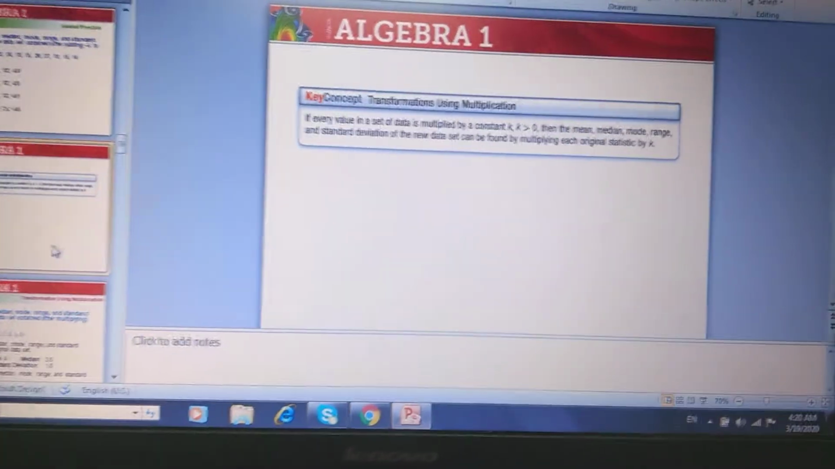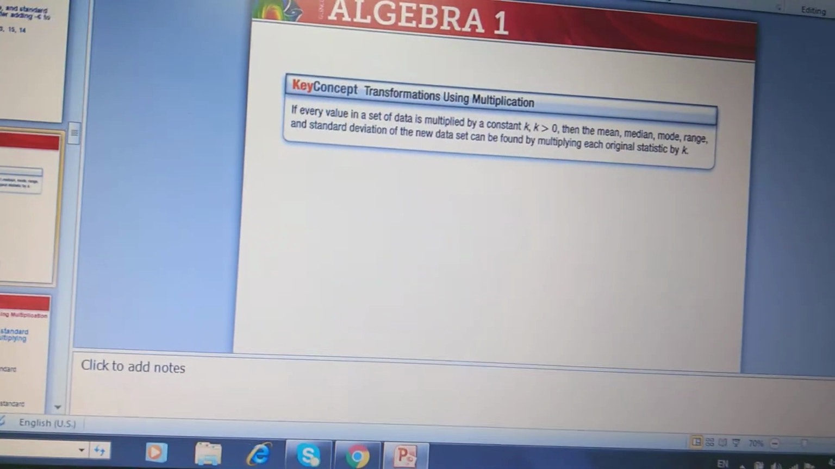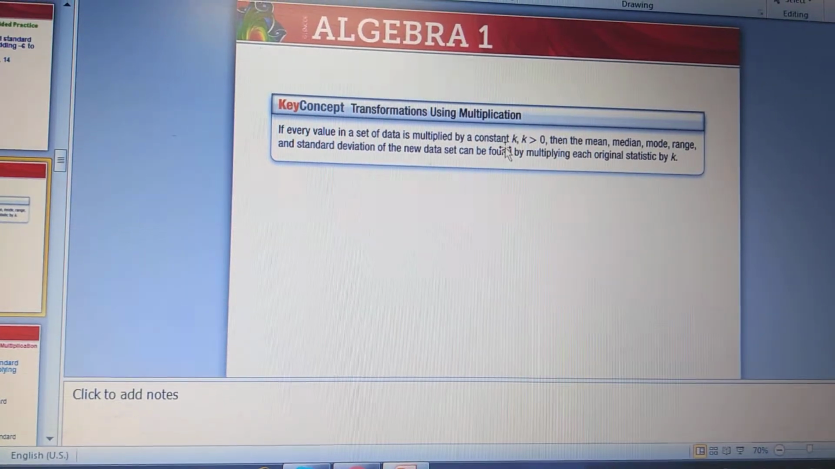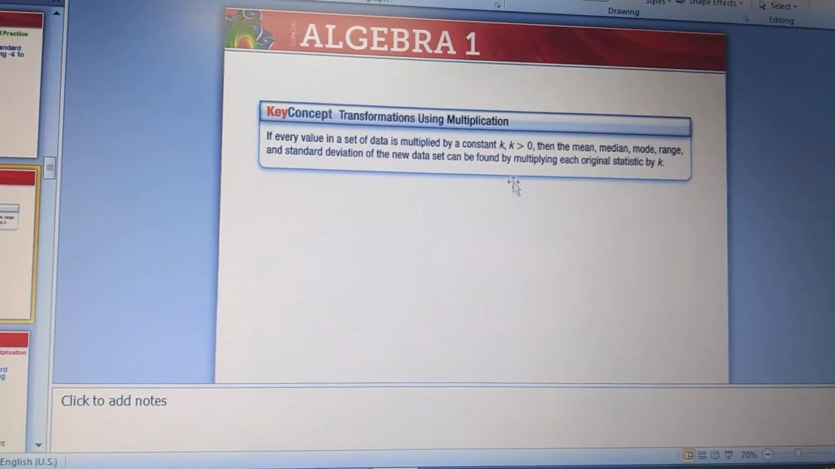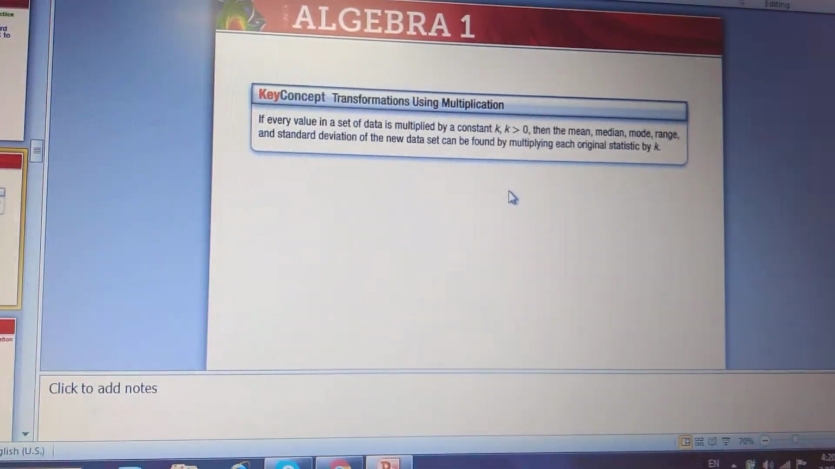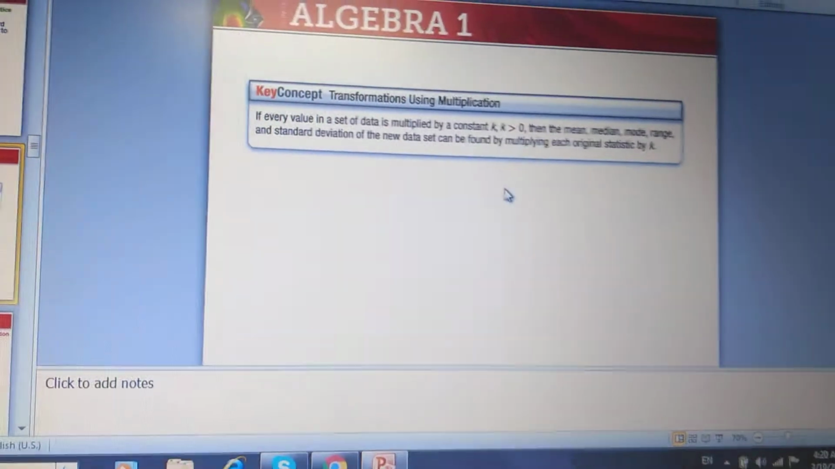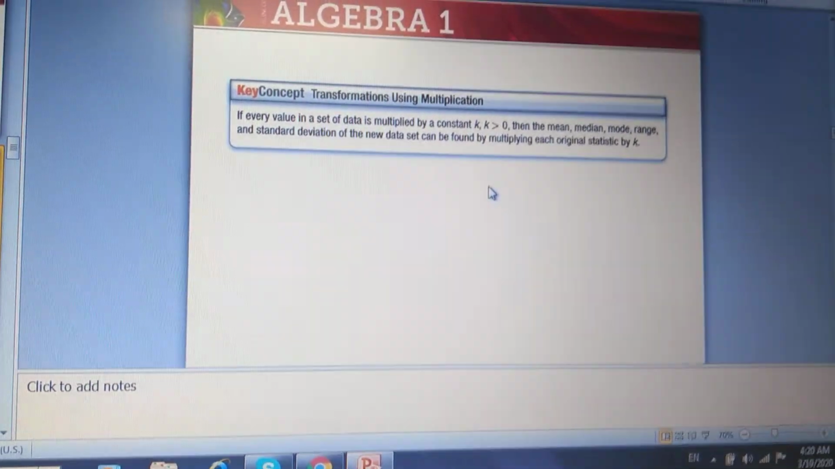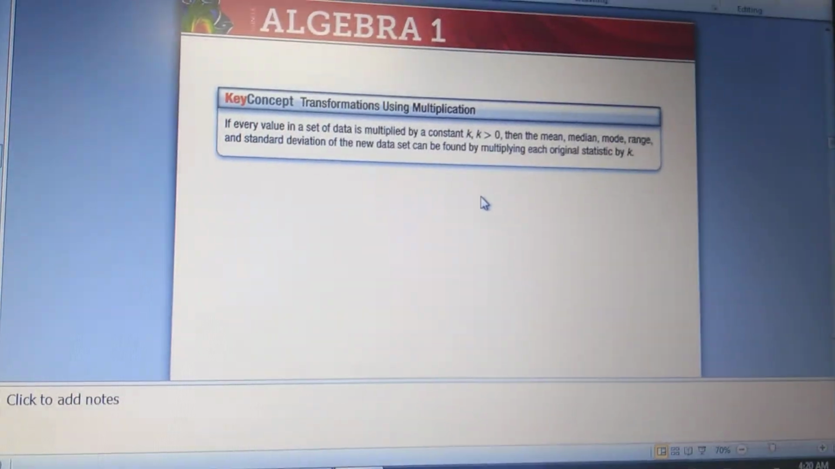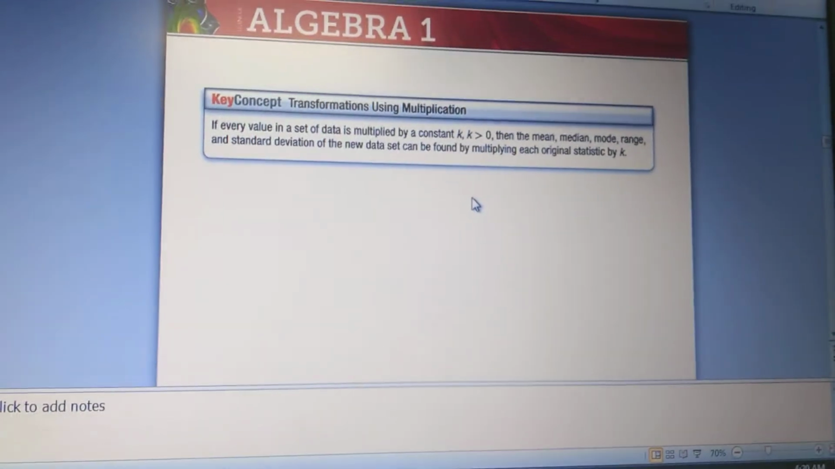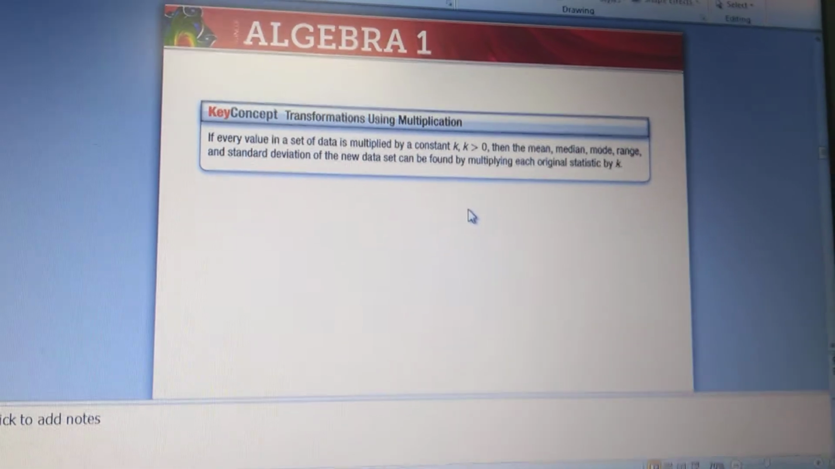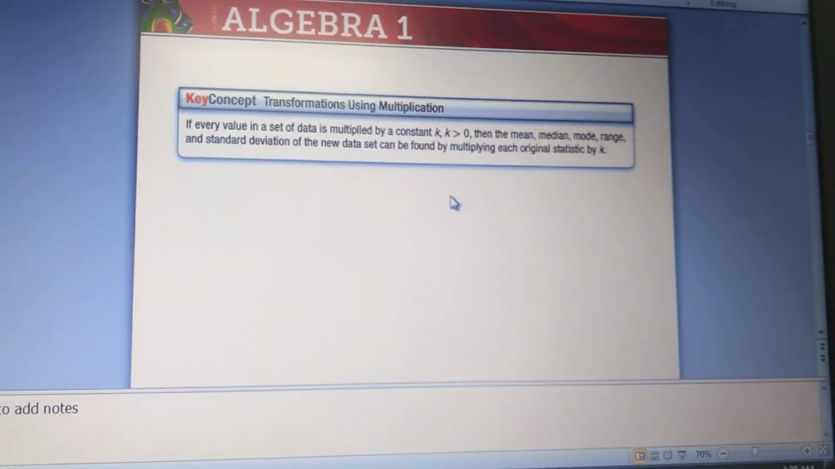The second point in this lesson: when we multiply each number of the data by a constant k, this k must be more than 0, a positive number. In this case, we don't have addition. In addition, when we add a number to the data, the mean, median, and mode change, but the range and the standard deviation stay the same. Here, everything will change: mean, median, mode, range, and standard deviation. How do they change? I multiply each one of them by k.